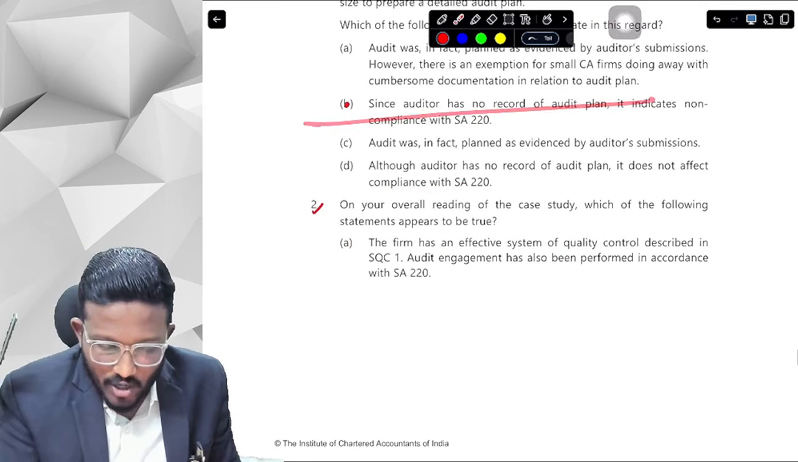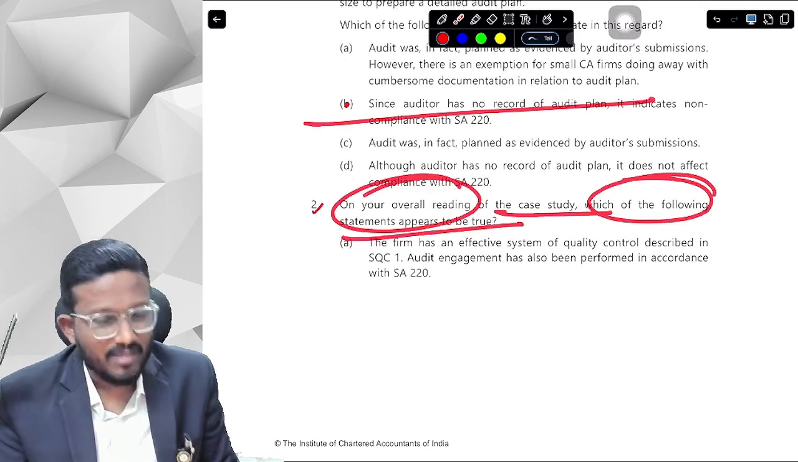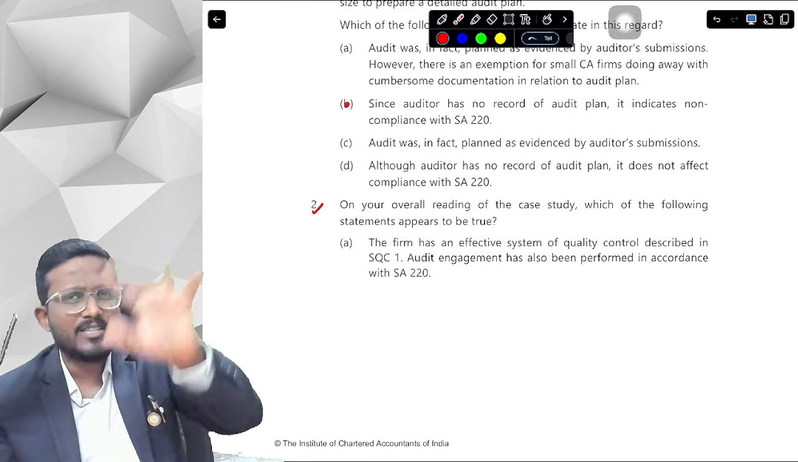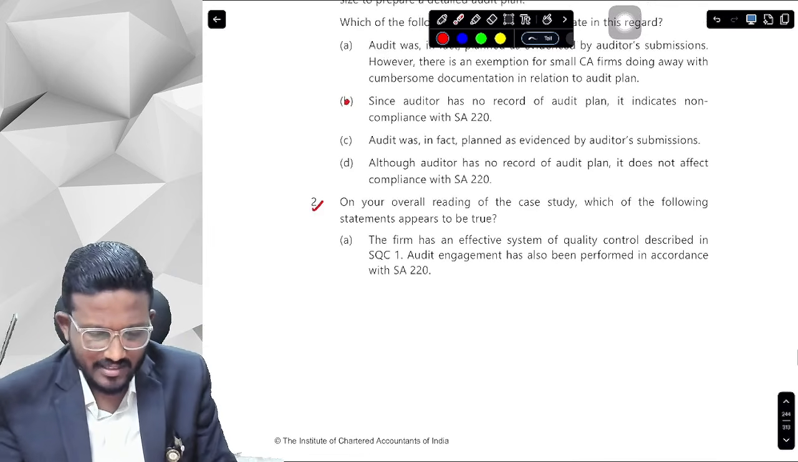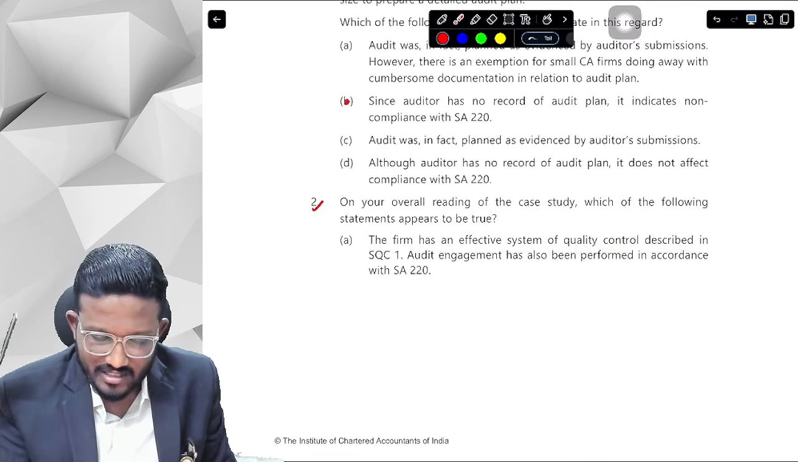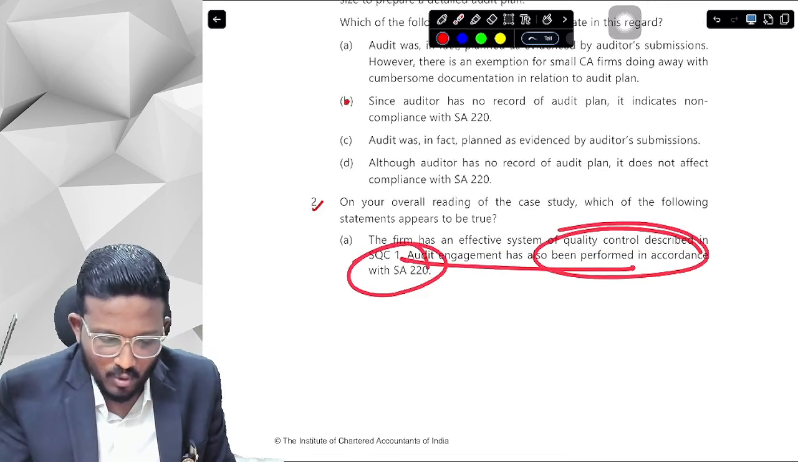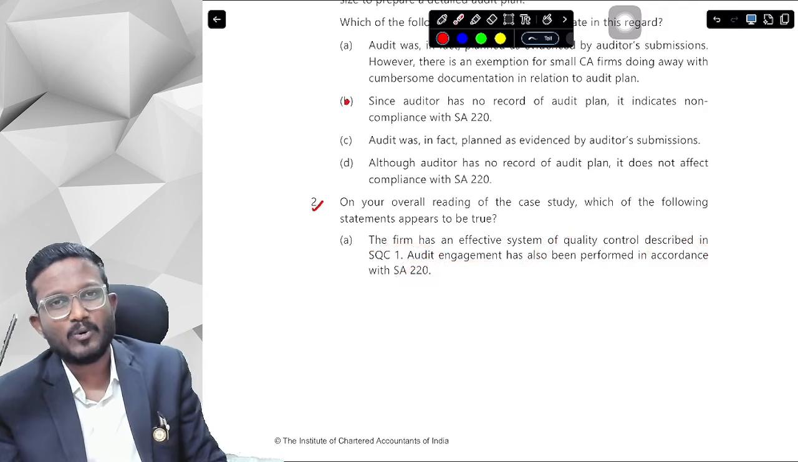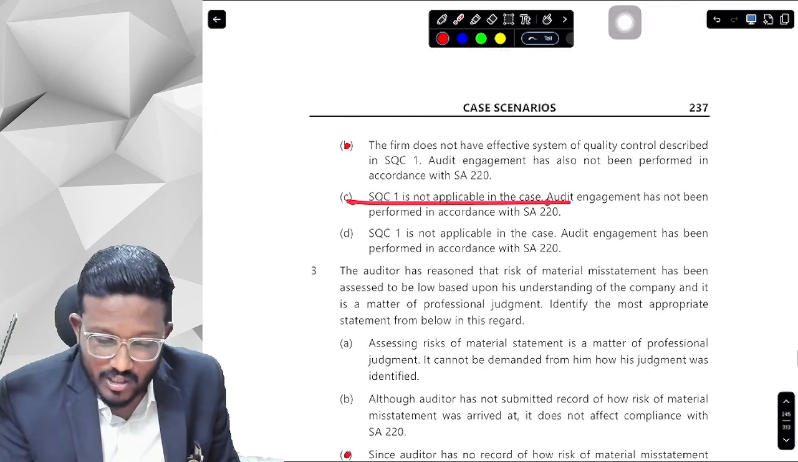Next, sir. On your overall reading of the case study, which of the following statements appears to be true? There are multiple lapses on the quality control part. So the first option says the firm has an effective quality control system, and the audit engagement has also been performed as per SA 220. No sir, we have already discussed that SA 220 was not followed here. Next, SQC 1 is not applicable in this case.